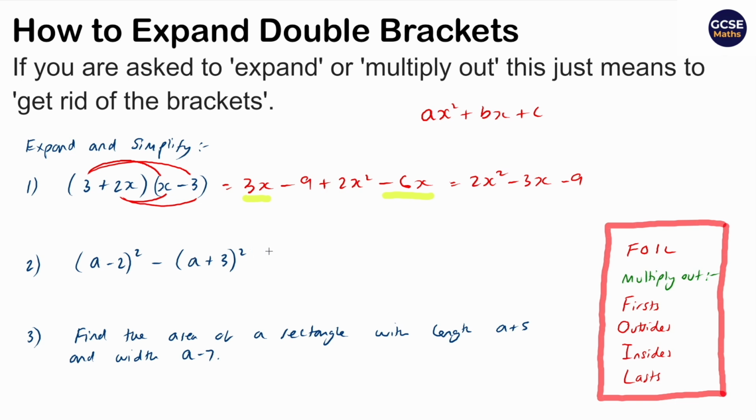This one, if you look at it, you've got two double brackets. So let's rewrite that one. I'm going to just do it a fraction up here. a minus 2 bracket a minus 2 minus a plus 3, a plus 3. So a times a squared, minus 2a plus 4.